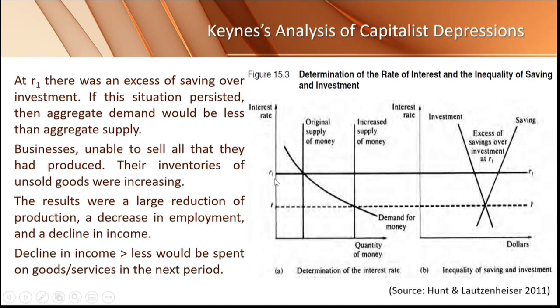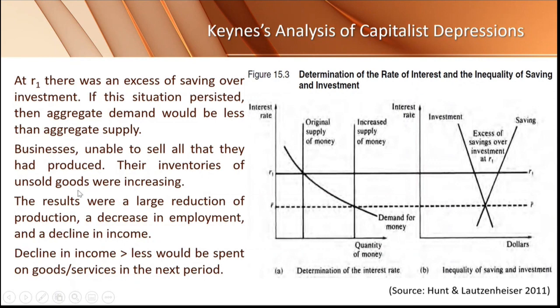Then if your interest rate is at R1, saving is more than investment. So an excess of saving, right? So what happened? If this situation persists, the aggregate demand would be less than the aggregate supply, because investment is part of aggregate expenditure. So aggregate demand will be less, and business will be unable to sell what they have produced because aggregate demand is less than aggregate supply.